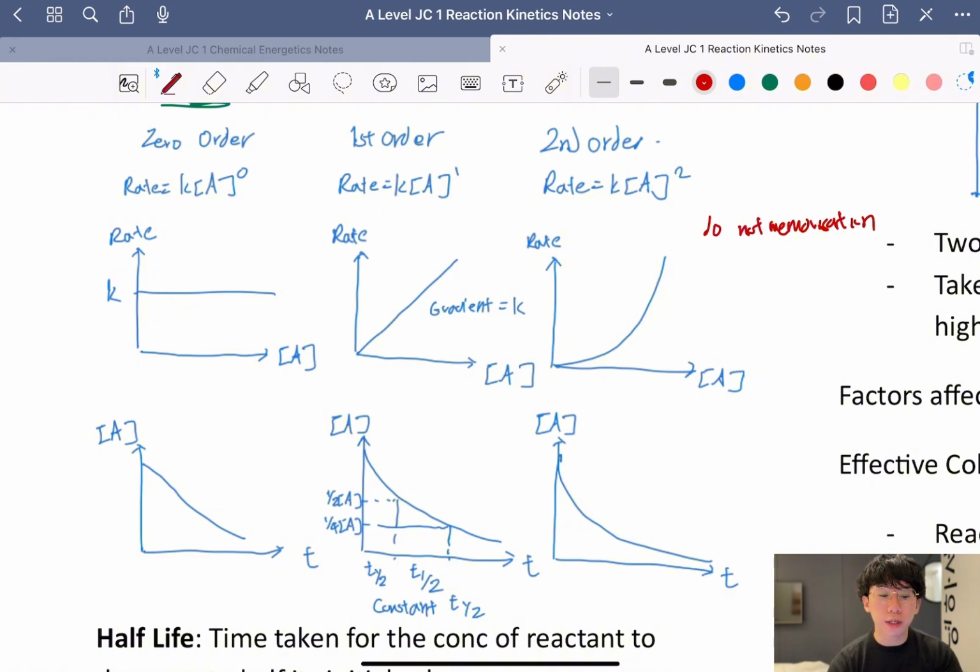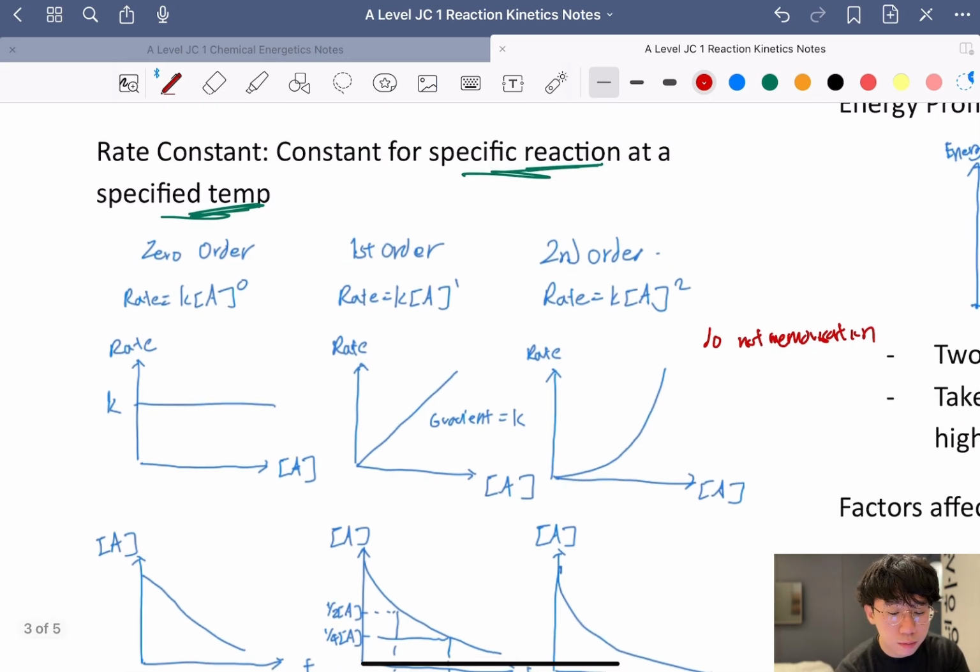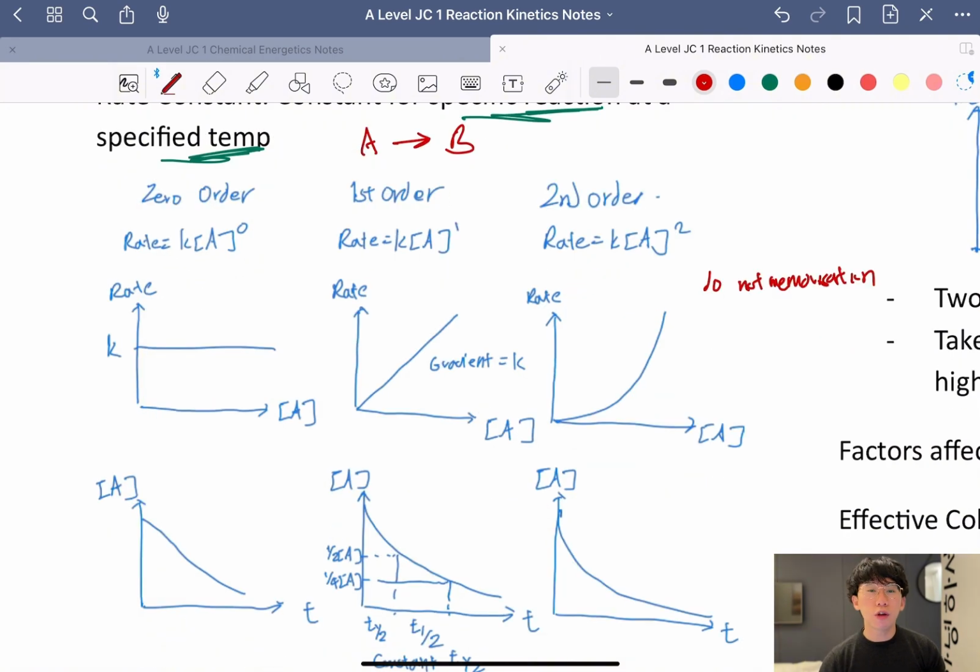Let's start with zero order. So if a reaction is A to give B, and the order of reactant A is 0, this means that the rate is not proportional to or influenced by A itself or the concentration of A, and therefore whenever I try to increase the concentration of A, the rate will remain constant. Pretty straightforward, right? Now we look at a concentration and time graph.